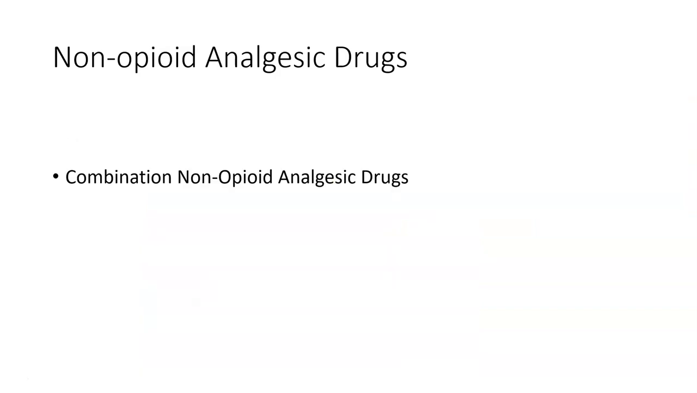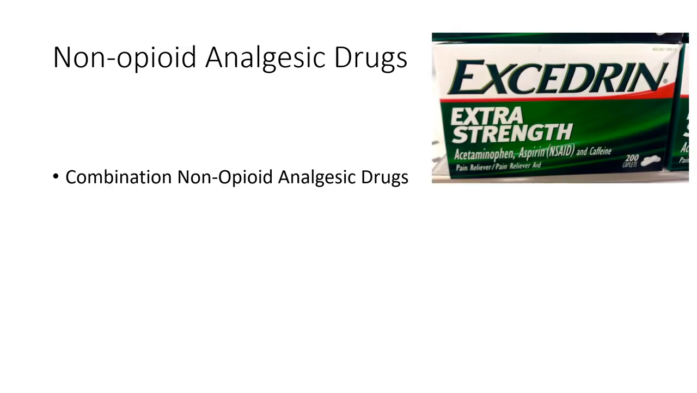Then we have combination non-opioid analgesics, and they can contain different medications. The first one is going to be a combination of acetaminophen, aspirin, and caffeine. This is known as Excedrin, and it's noted as being extra strength because it's got 2 pain relievers.